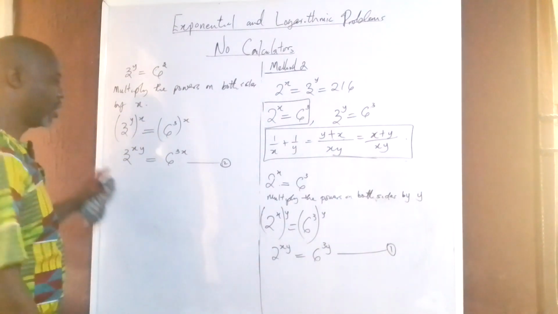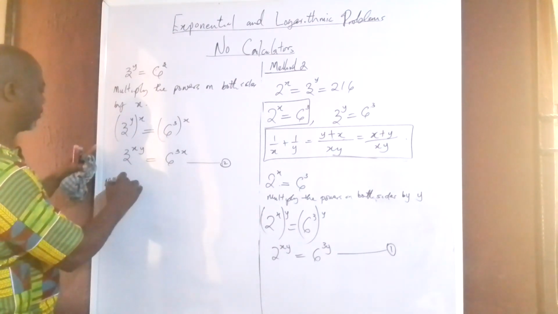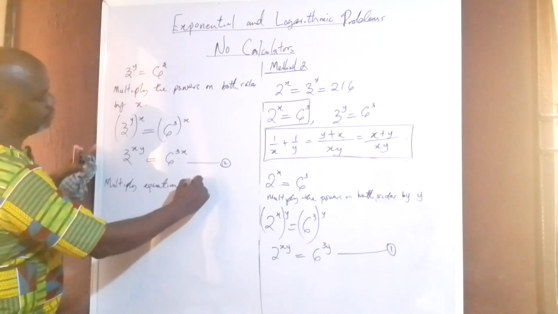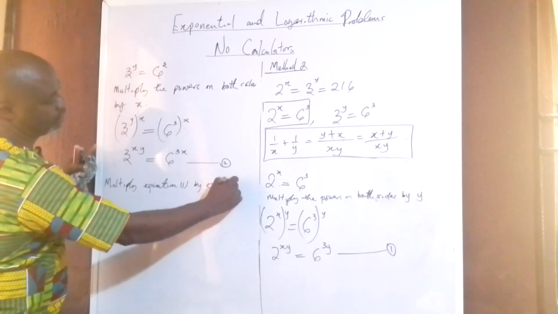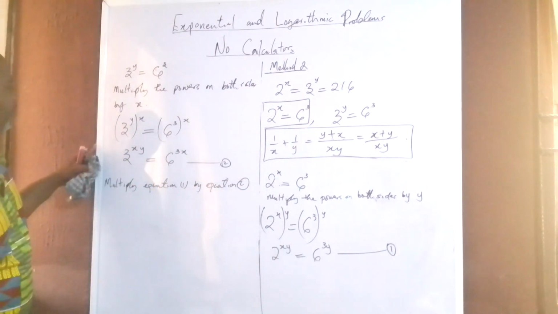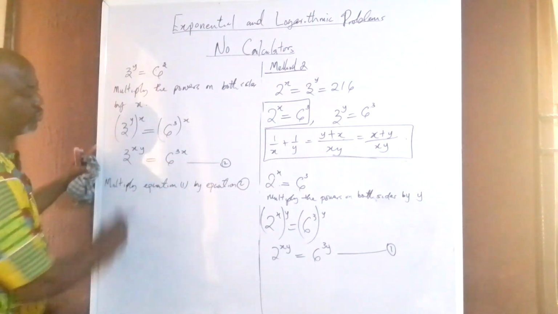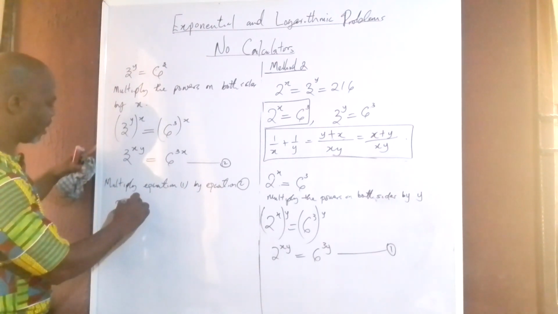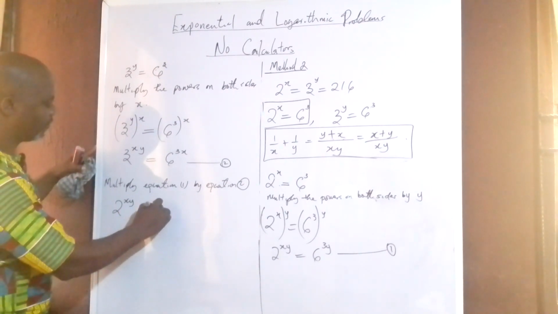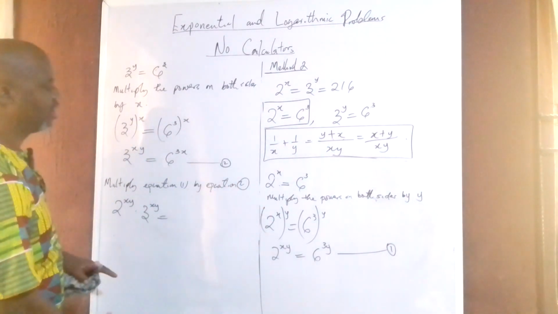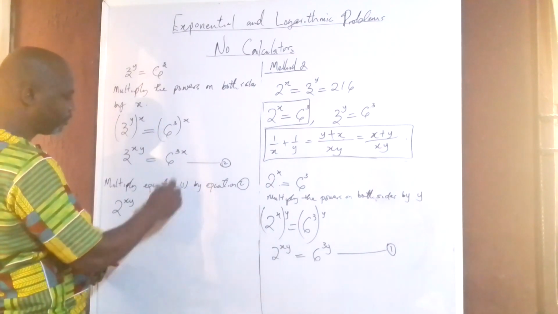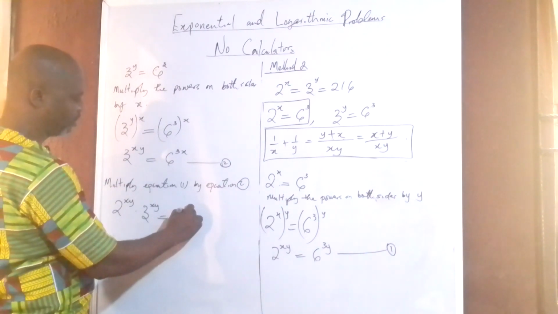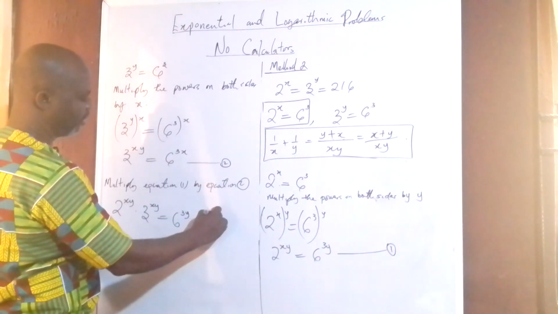So what we are now going to do is to multiply equation 1 by equation 2. We'll do that from the left hand side. On the left we have 2 to the power of xy multiplied by 3 to the power of xy, equal to, then on the right we multiply equation 1 by equation 2. So you have 6 to the power of 3y multiplied by 6 to the power of 3x.